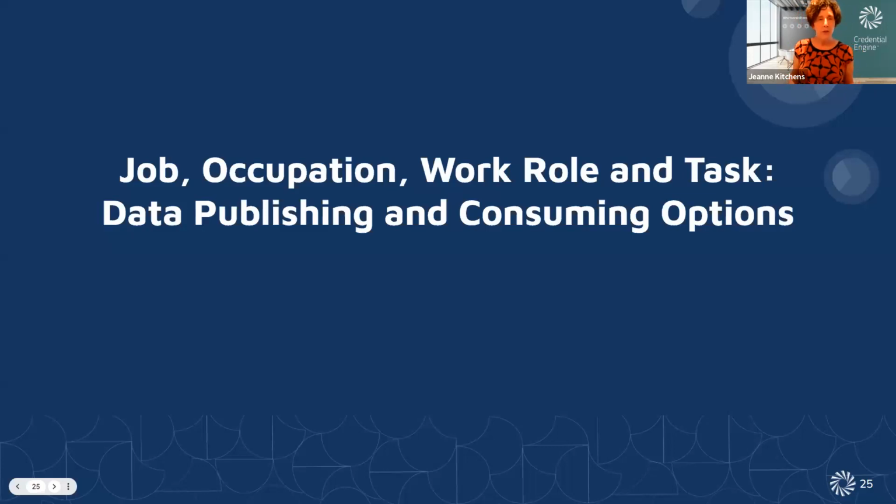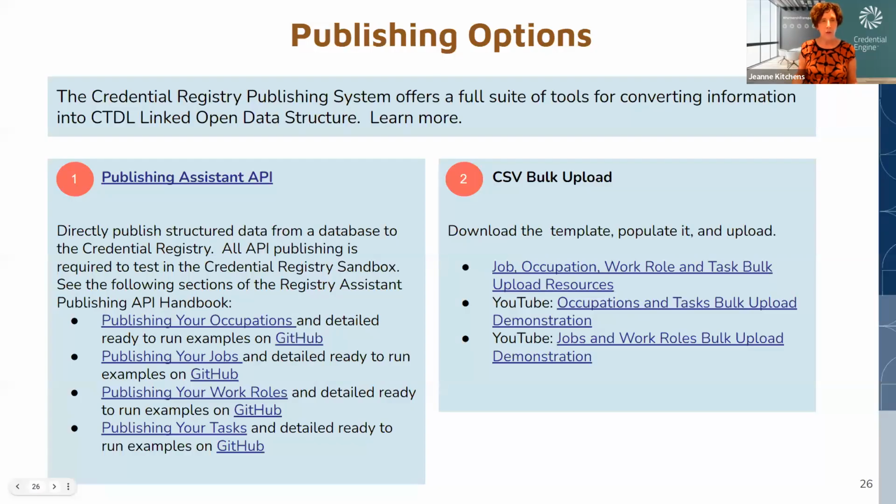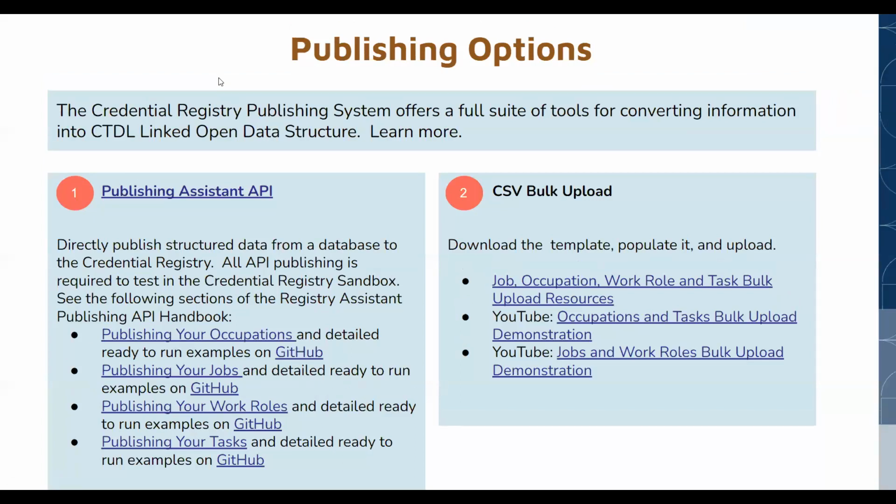Job, occupation, work role and tasks, data publishing and consuming options. And I would like to turn it over to Mike to talk a little bit about those options. Mike. Hey, so there are various options for publishing information to the registry. As Nate noted, it doesn't have to exist in the registry, but for those who want to publish to the registry, there are 2 main pathways. We have our assistant API, which is certainly recommended if you have data in a data store and you have resources able to format calls to the API. It's certainly the best way to get it in the registry.